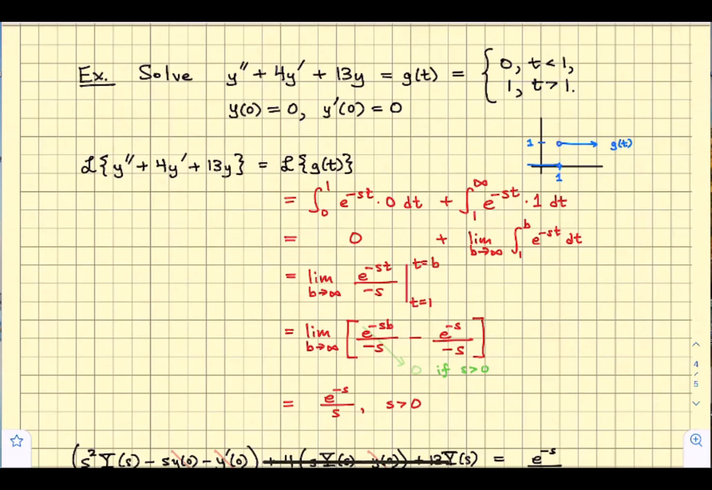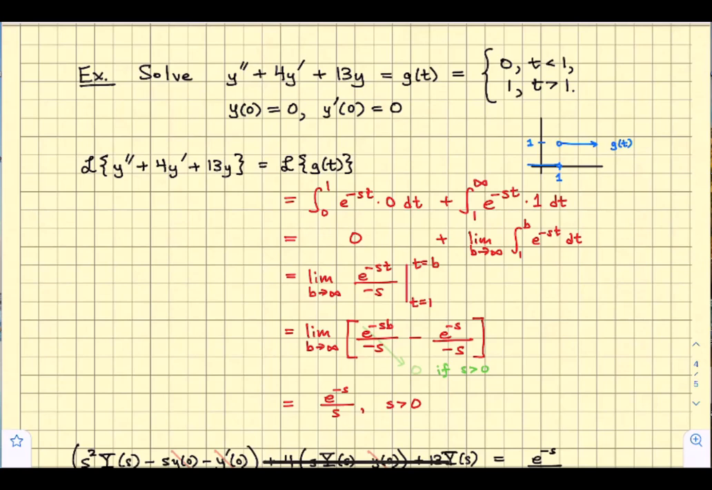It doesn't affect anything. Think of this as a switch that's off until time 1, and then exactly at time 1 it kicks on and turns on. These are common types of g of t's that occur in many electrical systems. They can also occur in mechanical systems. And let's just have the initial conditions y of 0 is 0 and y prime of 0 is 0.